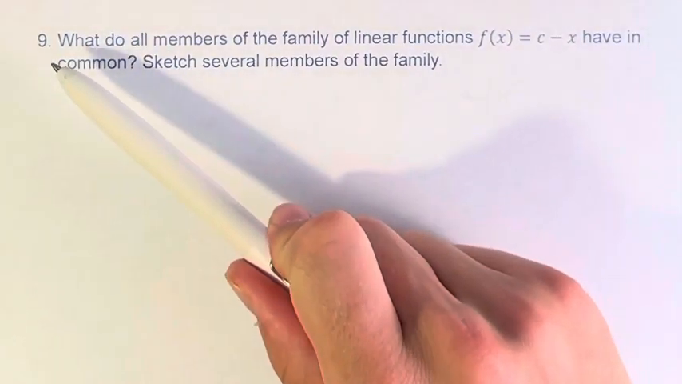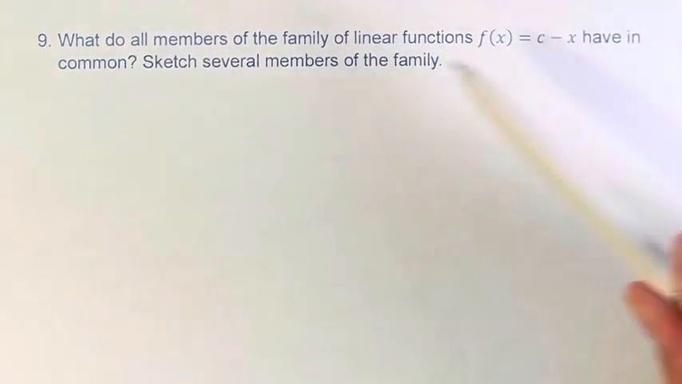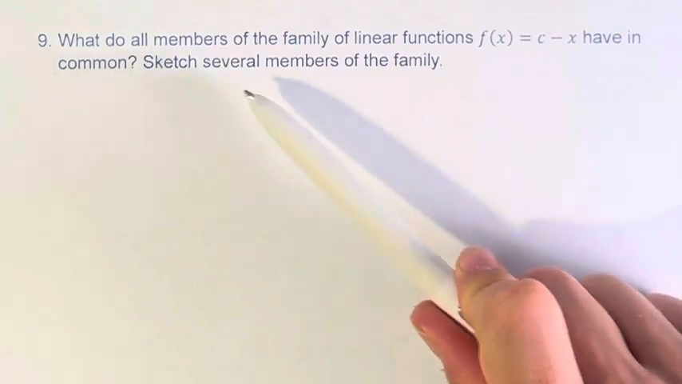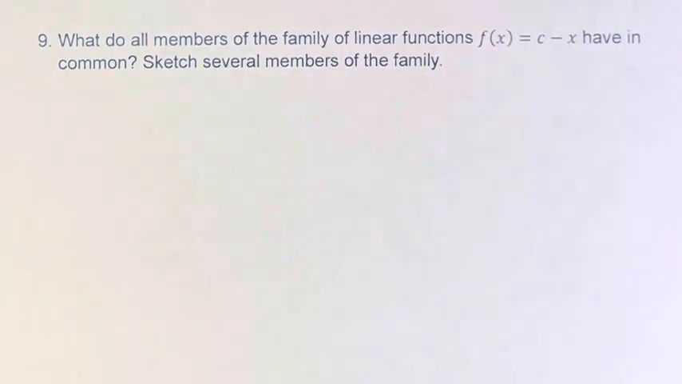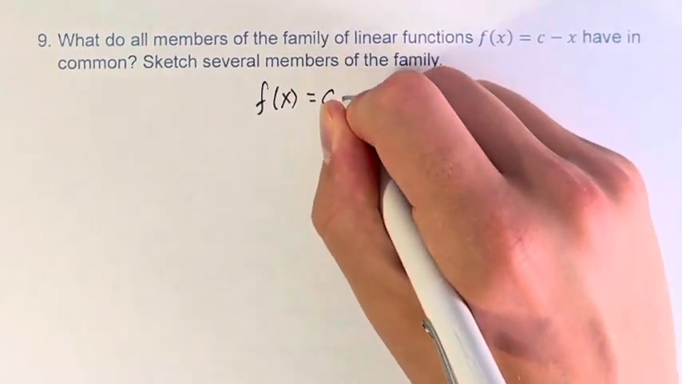In this problem, we're asked, what do all members of the family of linear functions f of x is equal to c minus x have in common? And we're asked to sketch several members of the family. So if we look at this, we have f of x is equal to c minus x.